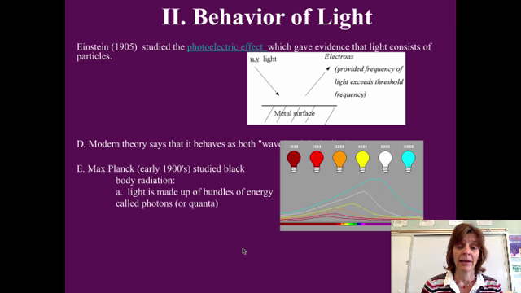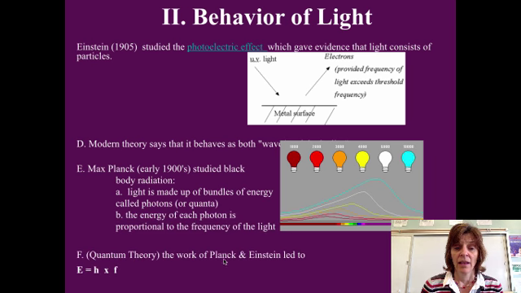So he decided that light was made up of bundles of energy called photons. The energy of each photon is proportional to the frequency of the light. And so the higher the energy, the different the color is when it's released, and that's a higher frequency of the light. Blue is a higher frequency than yellow, than orange, than red.